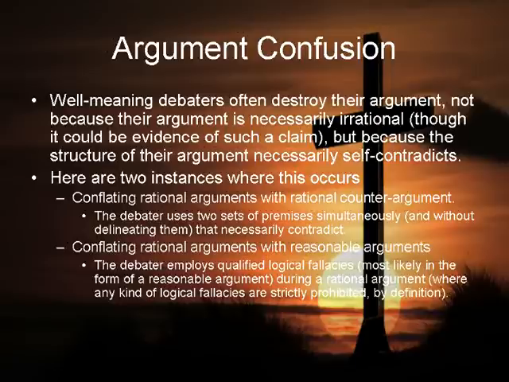The second case of conflating a rational argument with a reasonable argument has a similar effect. To make reasonable arguments, the debater will employ qualified logical fallacies. However, this will appear contradictory if the debater is making the case that his argument is rational. An example might be a creationist who is rationally arguing the non-existence of transitional fossils, but then interjects a quote from Carl Sagan, or some other famous evolutionary scientist, that supports his argument. Both arguments have merit separately, but when combined, the creationist argument appears irrational, and thus contradictory.